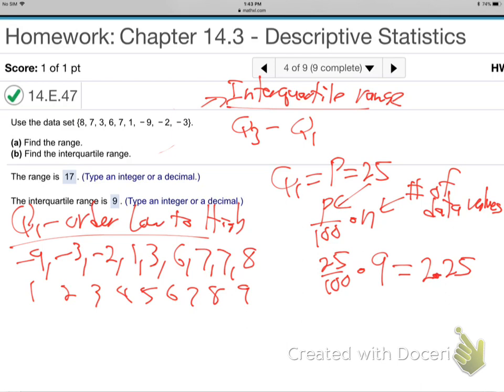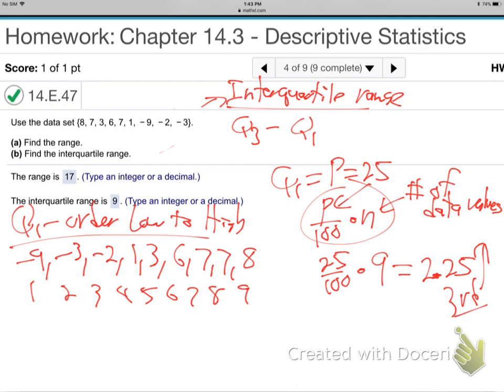2.25. Now, what do you do? Remember how this works when you use the P over 100 times N formula. What do you do when you get a decimal? Remember, we do one thing when we get a decimal answer and another thing when we get a whole number answer. What do we do when we get a decimal answer? We round up. And 3, but it's not 3, it's third. It's an ordinal. It's telling you what order. It's saying grab the third number.